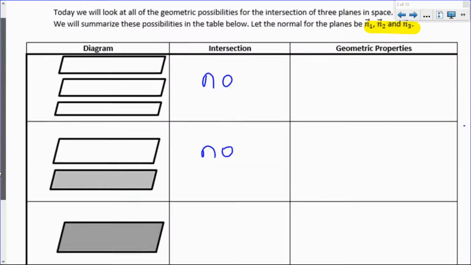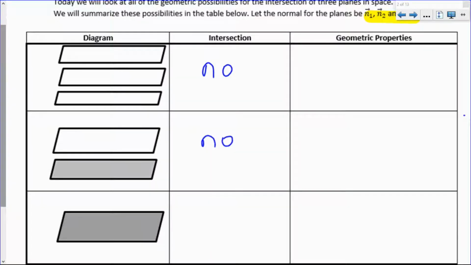And finally, in the third possibility, we have all three planes being exactly the same. That would correspond to all three equations being exactly the same, which is kind of a silly example, but we should still consider it as a possibility. In that case, our intersection is just the plane itself.